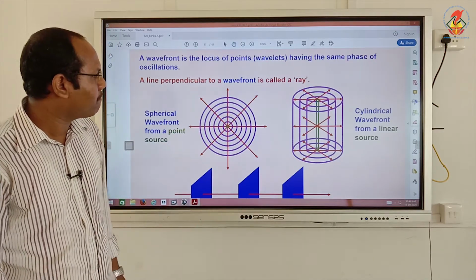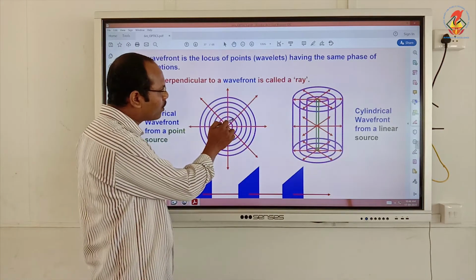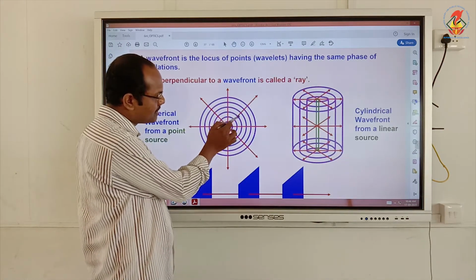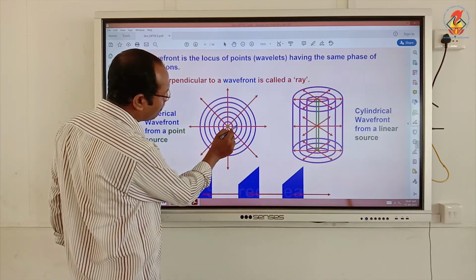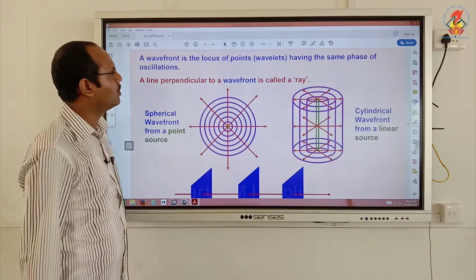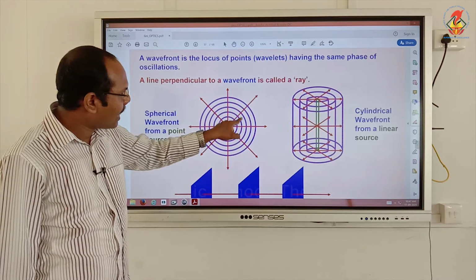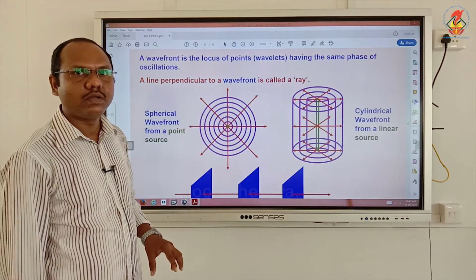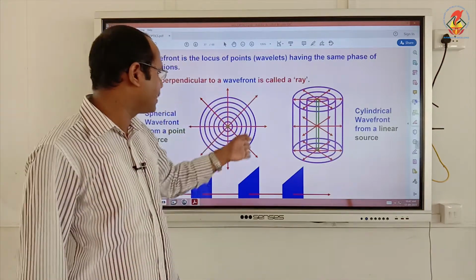Again I am taking another time delta t. So the wave will go from here to here. Similarly, from here to here, and so on. Therefore, I can get another circle. So imagine this shape. This is like circles.